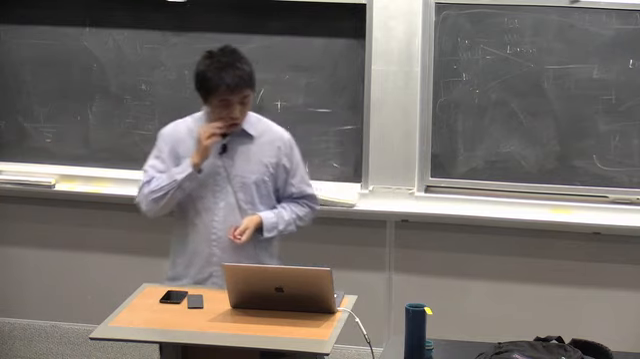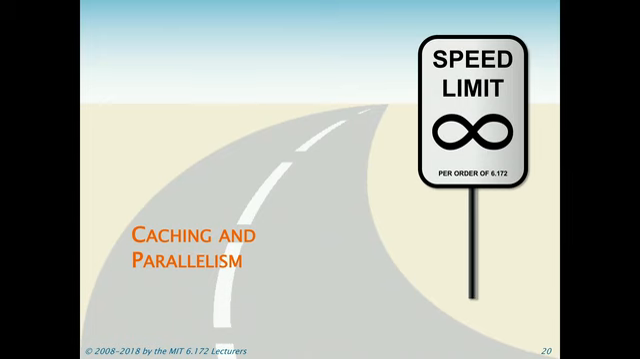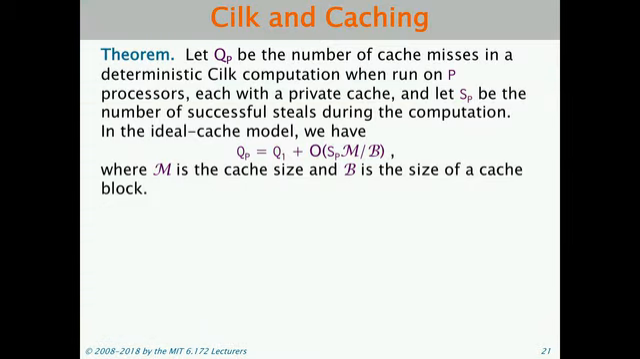Okay, so let's now look at the interplay between caching and parallelism. This was a theorem that we proved in the previous lecture, so let's just recall what it says. It says, let Q sub P be the number of cache misses in a deterministic Cilk computation when run on P processors, each with a private cache, and let S sub P be the number of successful steals during the computation. In the ideal cache model, with a cache size of M and a block size of B, the number of cache misses on P processors is equal to the number of cache misses on one processor plus order number of successful steals times M over B.